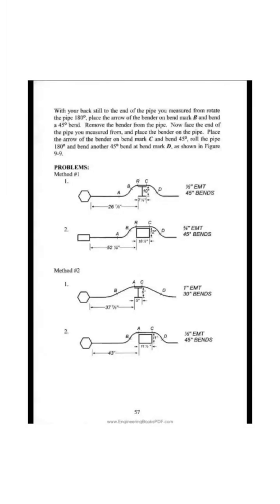With your back still to the end of the pipe you measured from, rotate the pipe 180 degrees, place the arrow of the bender on bend mark B and bend to 45 degrees. Remove the bender from the pipe. Now face the end of the pipe you measured from, and place the bender on the pipe. Place the arrow of the bender on bend mark C and bend 45 degrees, roll the pipe 180 degrees and bend another 45 degrees, bend at bend mark D, as shown in figure 9-9.